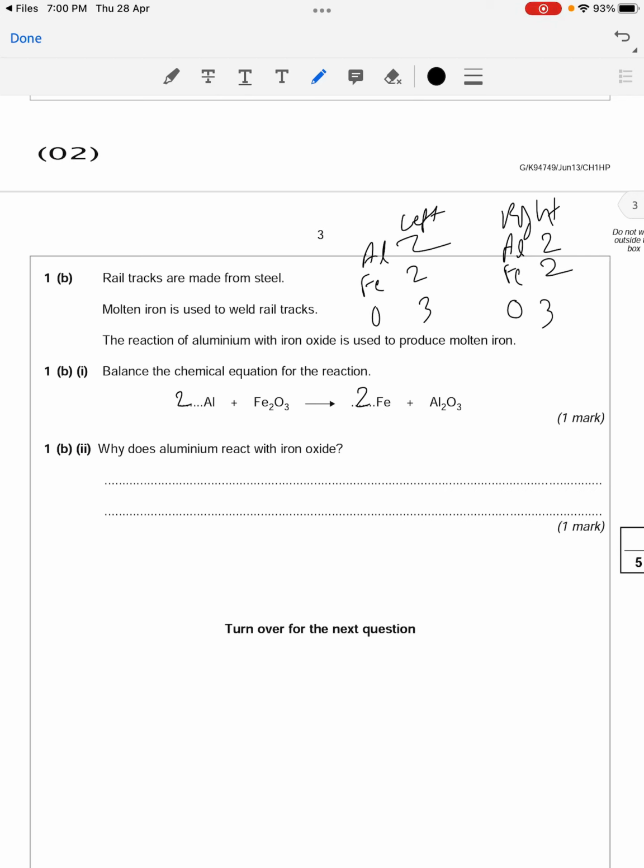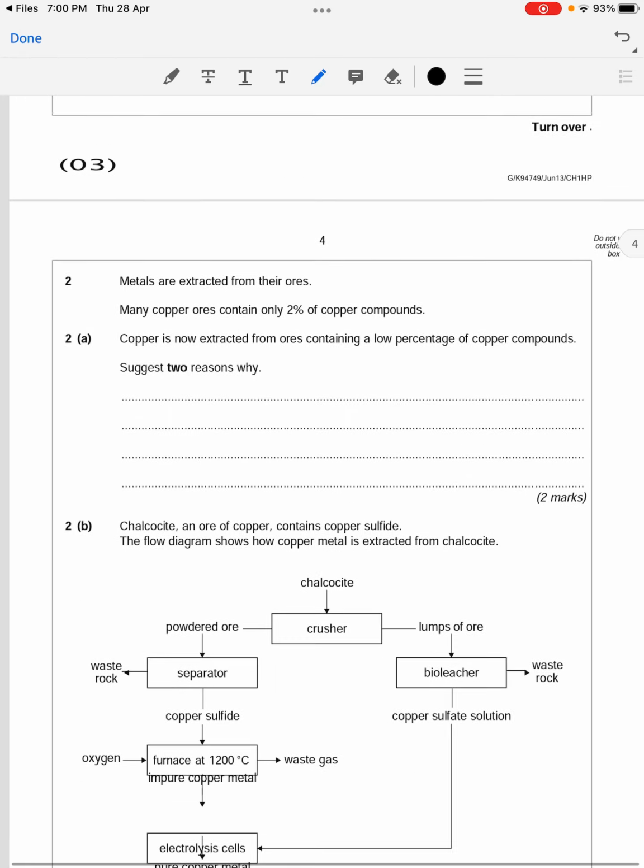Why does aluminium react with iron oxide? You can say that in the reactivity series, aluminium is more reactive than iron. You can say that aluminium displaces the iron, or that aluminium is higher in the reactivity series than iron, and hence, since it's more reactive than iron, it displaces iron. That's why it's able to react with iron oxide.